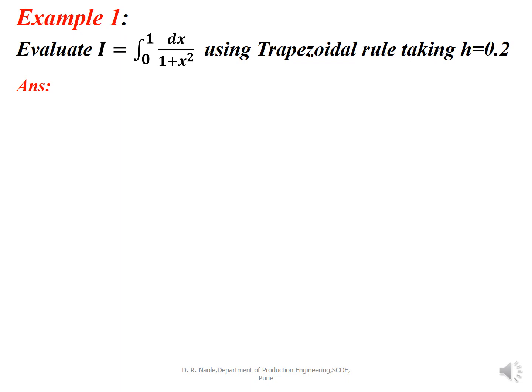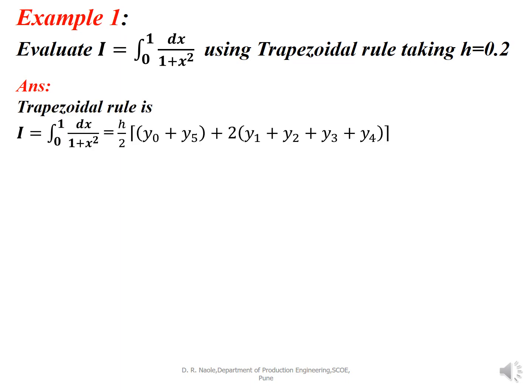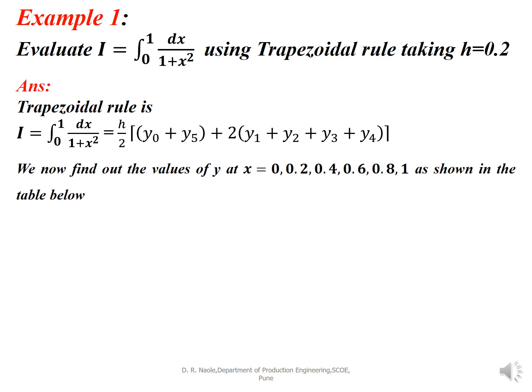We need to evaluate the integral 1 upon 1 plus x square in the limit 0 to 1 using trapezoidal rule, taking h equal to 0.2. So the range from 0 to 1 divided by 0.2 will give you the number of intervals, and that's why h by 2 is equal to y0 plus y5 plus 2 into the remaining terms. So there are 5 intervals, and hence we cannot use Simpson's 1/3 rule, neither Simpson's 3/8 rule.